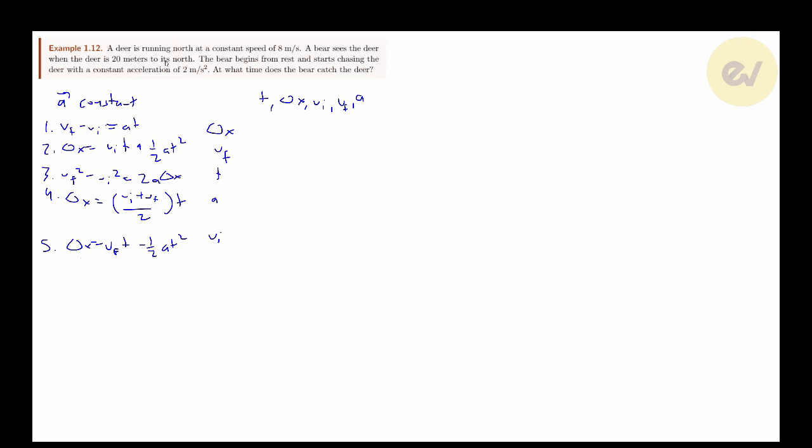We have a deer that is running at a speed of 8 meters per second, and the bear sees the deer when the deer is 20 meters to the north. Now the bear starts at rest and chases the deer with a constant acceleration. And we want to see what time the bear catches the deer.